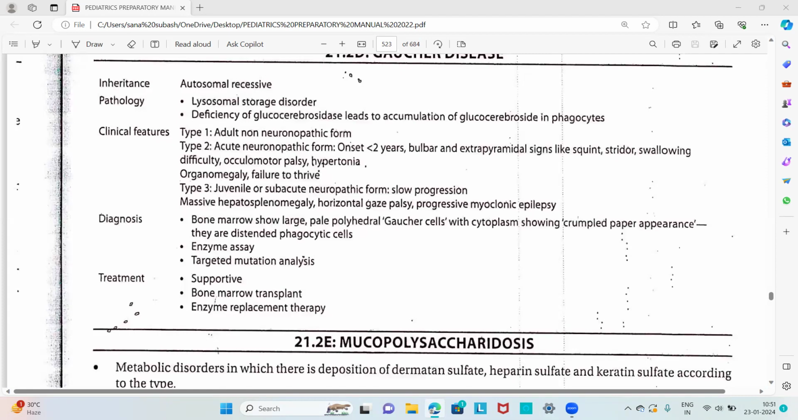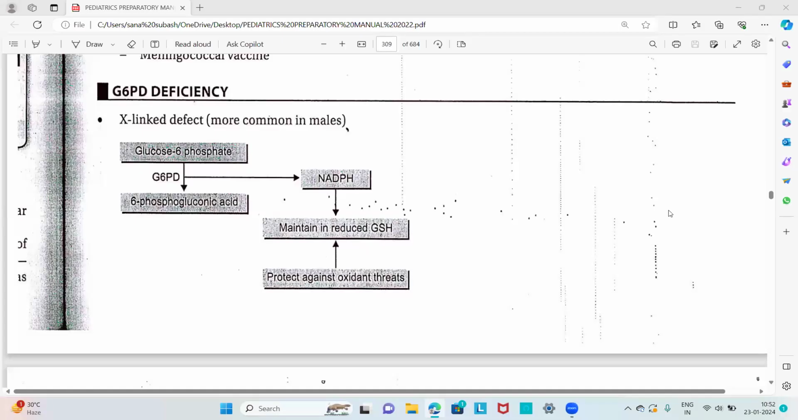So the next, another important topic, is G6PD deficiency. The most common 1 mark question is: what is the inheritance of G6PD deficiency? It is an X-linked defect that is more common in males.